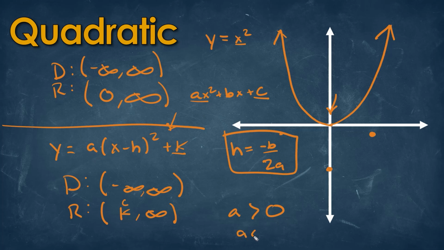If a is a negative value, again, we're going to flip the range to be from negative infinity to k, or to c, which will be closed brackets.